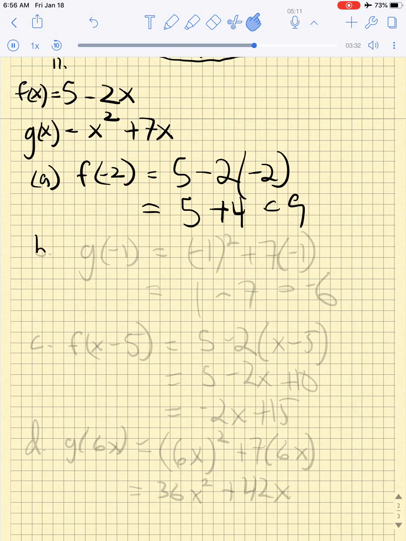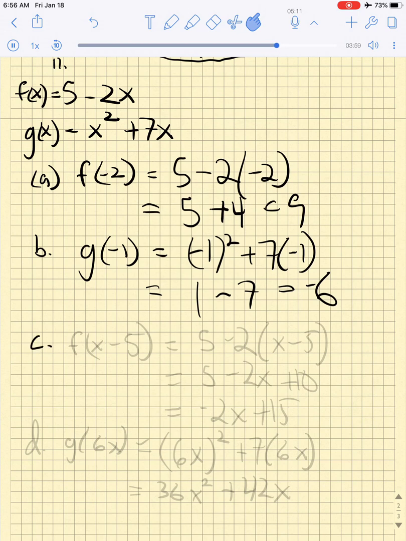Part B, they want g of negative 1. Well, g of x is here, right? So negative 1 raised to the second plus 7 times negative 1. This will be positive 1 minus 7. This is negative 6. Okay?